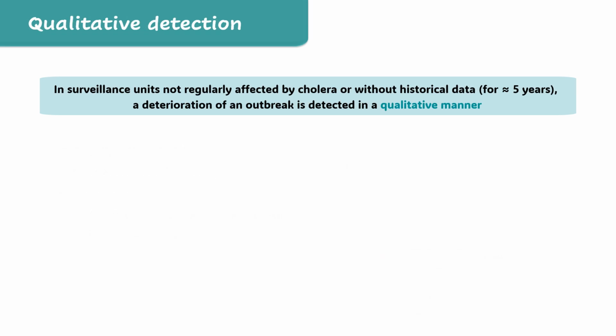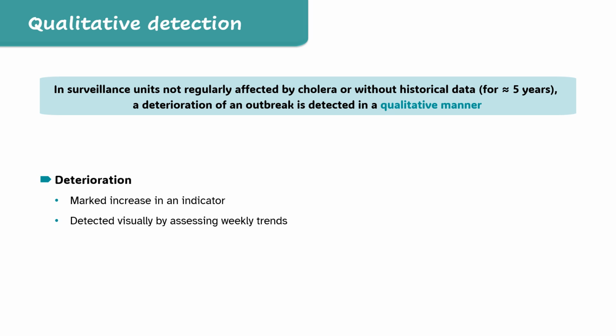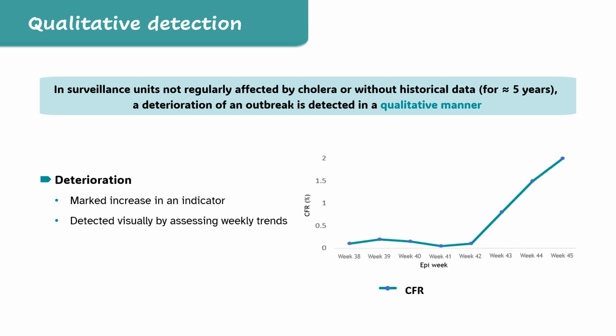In surveillance units not regularly affected by cholera or where weekly historical data are not available for about the past 5 years, the deterioration of an outbreak can be detected in a qualitative manner. A marked increase in an indicator can be detected visually when assessing trends in weekly indicators. Let's illustrate this with a fictive example. This figure represents the weekly CFR during an ongoing outbreak. On weeks 43, 44, and 45, there has been a marked increase in the CFR. This might correspond to a deterioration and should be investigated.